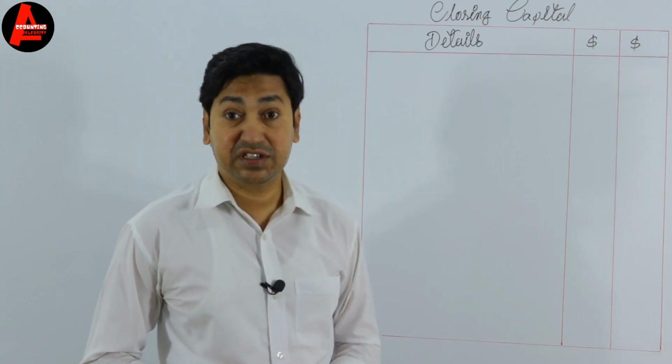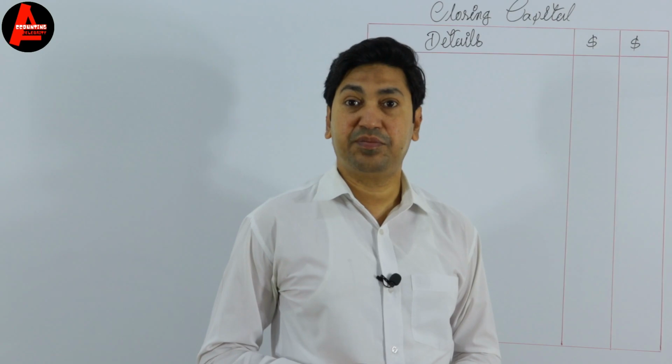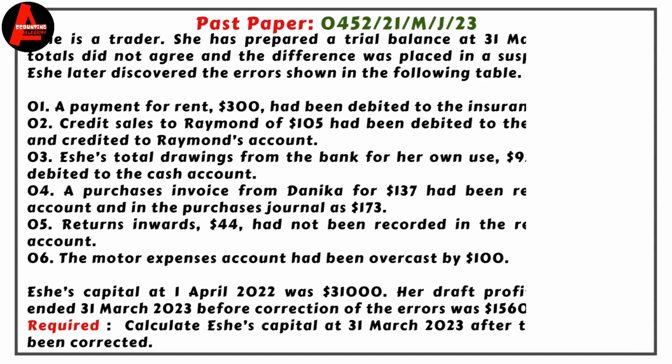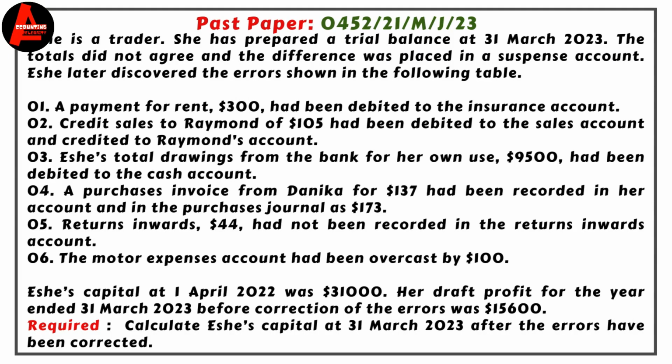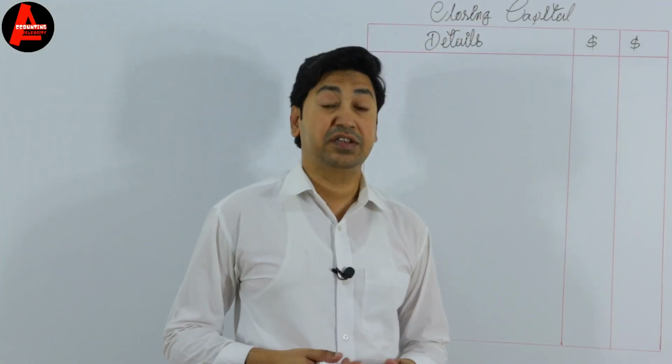So we are doing a question from 2023 IGCSE accounting first paper. So let us have a look at there. She is a trader. She prepared the trial balance at 31st March 2023. The trial balance did not agree and the difference was placed in a suspense account. She later discovered the following errors. So we see here 6 transactions. We rectified all these transactions in our previous tutorial.